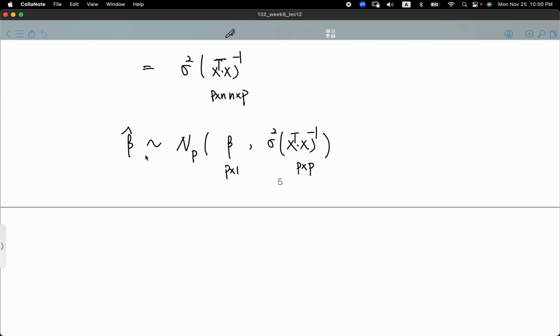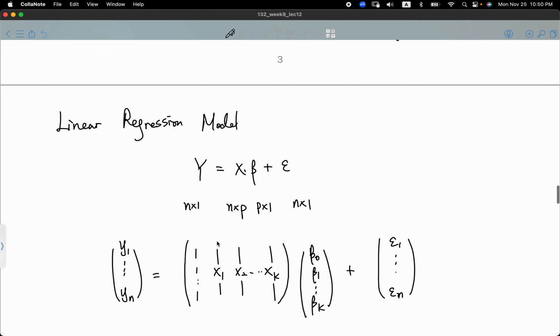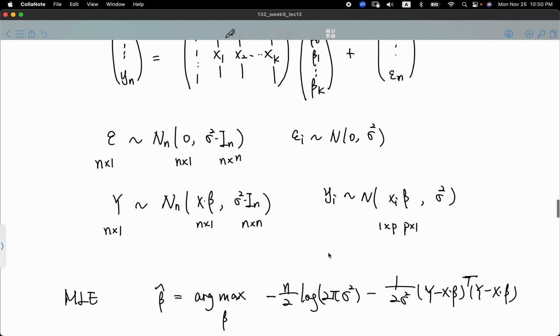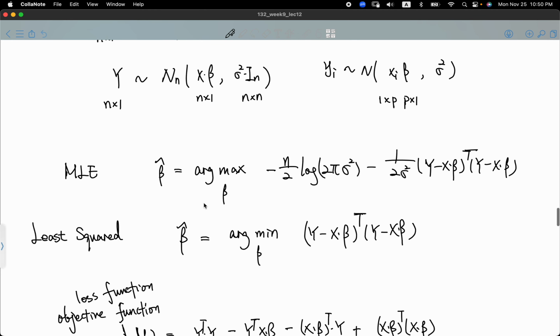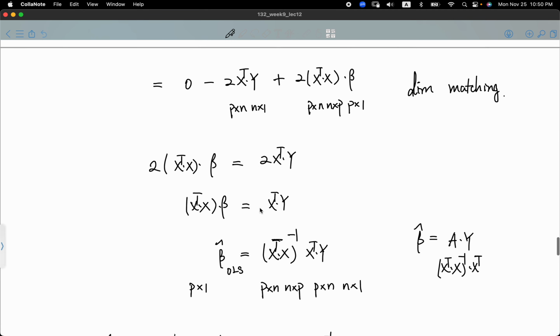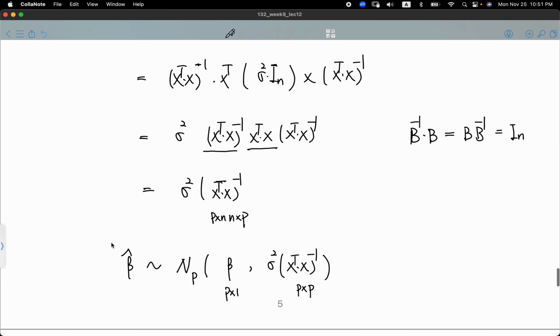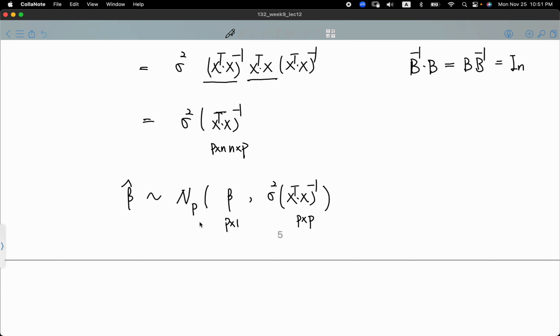Okay, so we know that for a linear regression model specified like this, when we impose a normal distribution on the error term, the y also follows a normal distribution. And then we use the least square estimator to solve for beta and obtain this closed form solution. We calculate the expected value and the variance of that, and then we know that this is a p dimensional normal distribution, with the mean value equal to the true value, and this is the variance for the beta hat. Okay.